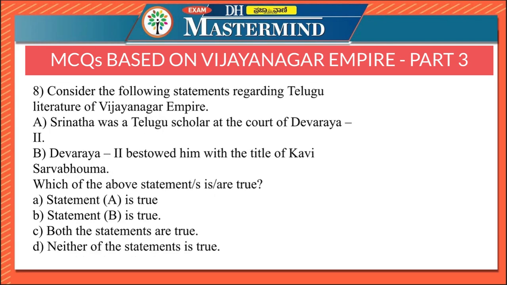Eighth question says, consider the following statements regarding Telugu literature of Vijayanagar Empire. Statement A says, Srinatha was a Telugu scholar at the court of Devaraya II. Statement B says, Devaraya II bestowed him with the title of Kavi Sarvabhauma. Both the statements are correct. Hence, the right option is option C.